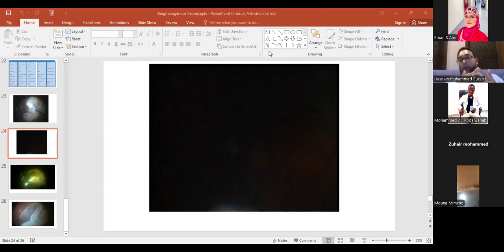Rhegmatogenous retinal detachment is a vitreous disease. It is actually not a retinal disease. It is the pathology in the vitreous. So you have to clear off as much vitreous as you can. For that, indentation is very important: indentation for the recognition of the break, indentation to shave off the vitreous. In both ways, it is very important.